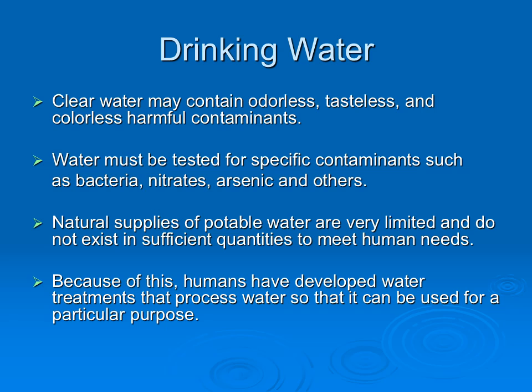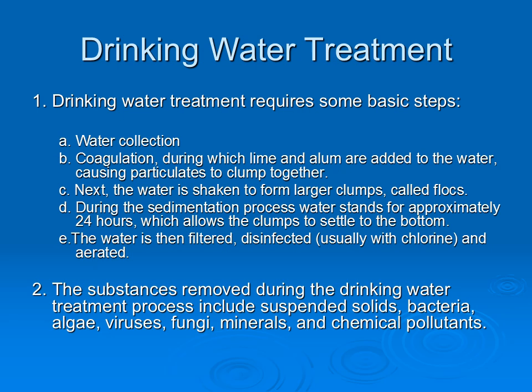Natural supplies of potable water are very limited and do not exist in big quantities to meet human needs. So because of this, humans have developed water treatments that process water so that it can be used for a particular purpose. So you guys are going to do a really great web quest on wastewater treatment and how drinking water becomes treated, but here are the basic steps so you can look back to this once you do your web quest. So first of all, the water's collected, and then it goes through what's called coagulation.